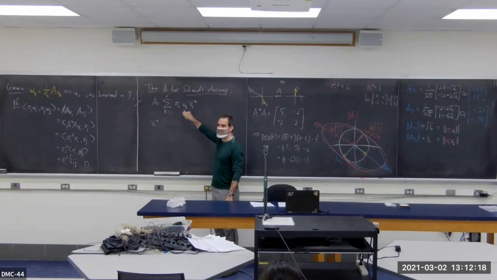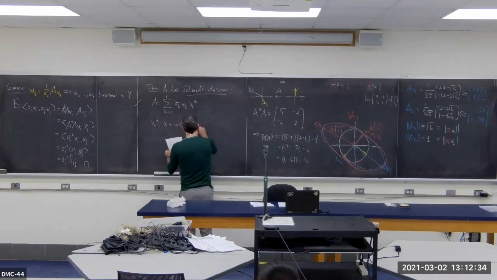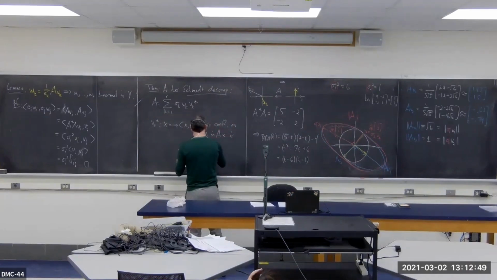So these matrices have size m times n, right? They are what you think. So v k star, what is that? That's going to take x, and it's going to map it to x paired with v k. So what this says, the coefficient on w k in Ax is supposed to be sigma k times x paired with v k.